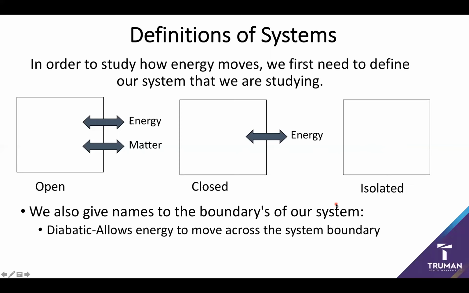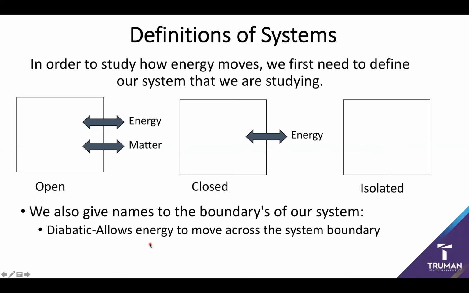However, we also have a series of definitions to describe these types of boundaries. So again, since we're mostly focusing on energy, let's talk about how energy moves across a boundary. So if I can allow energy to move across a boundary, say in a closed or open system, this is called a diabatic system. So if I put a pot of water on a stove, my steel container is going to be diabatic. Energy can move in and out.